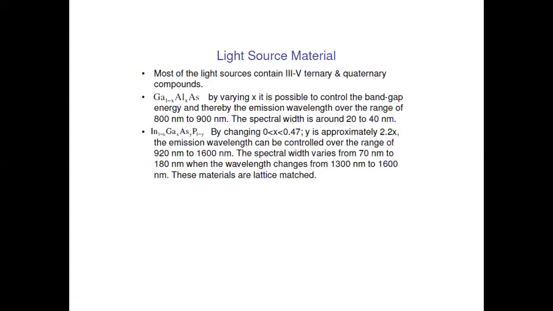Let's get into further detail of light source materials. Most of the light sources are basically III-V ternary and quaternary compounds like gallium aluminum arsenide. Now if you vary the X, it's possible to control the band gap energy and therefore the emission wavelength over the range of 800 to 900 nanometers. The spectral width is around 20 to 40 nanometers. For indium gallium arsenide phosphate, by changing X over this range and Y approximately by this, the emission wavelength can be controlled over the range of 920 to 1600 nanometers. The spectral width varies from 70 nanometers to 180 nanometers when the wavelength changes from 1300 nanometers to 1600 nanometers. These materials are lattice matched.